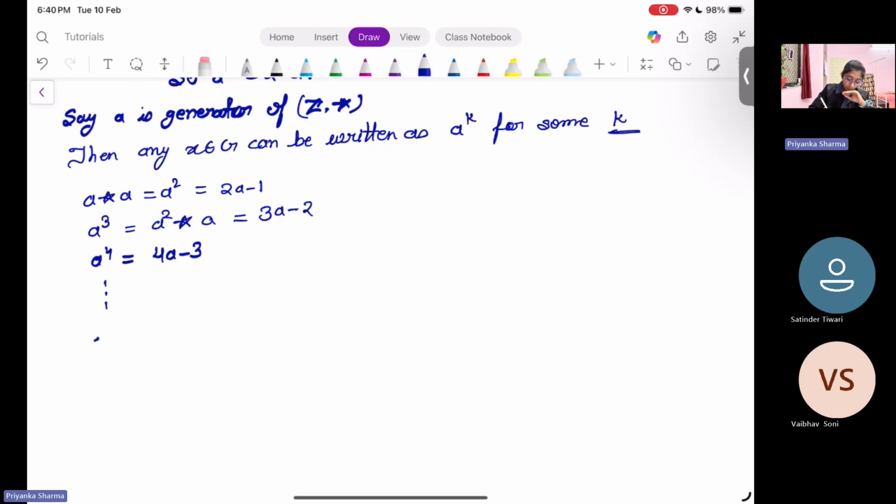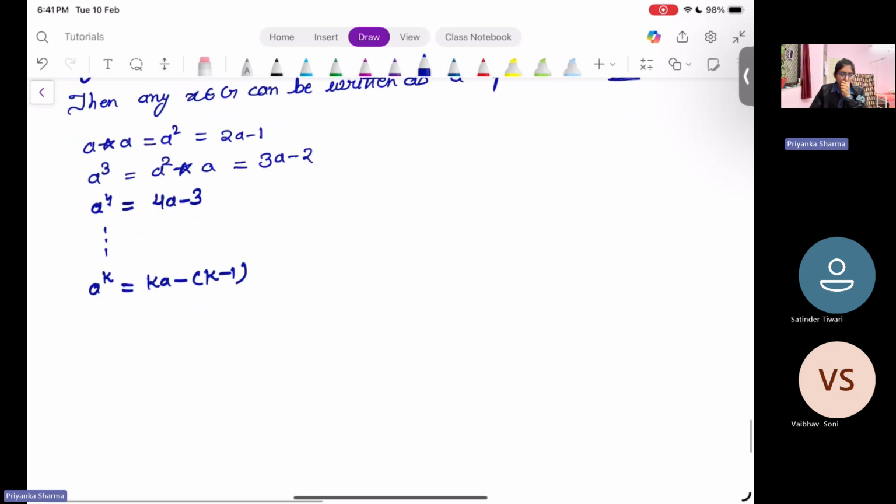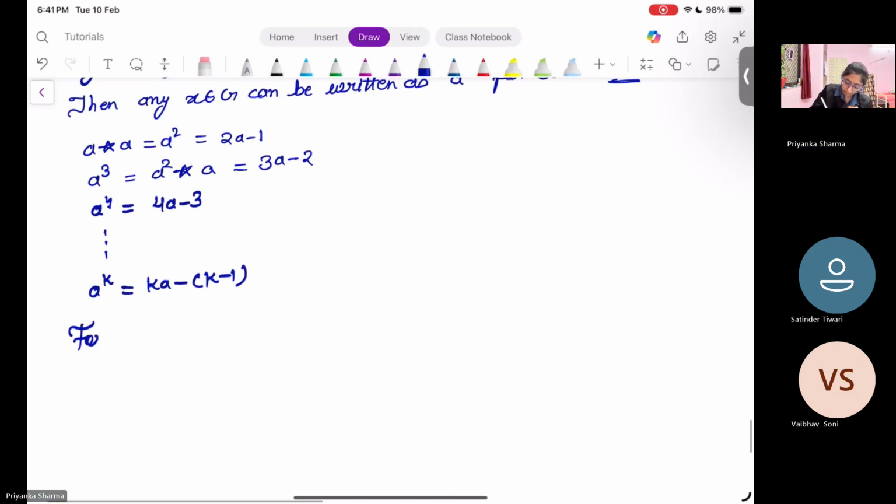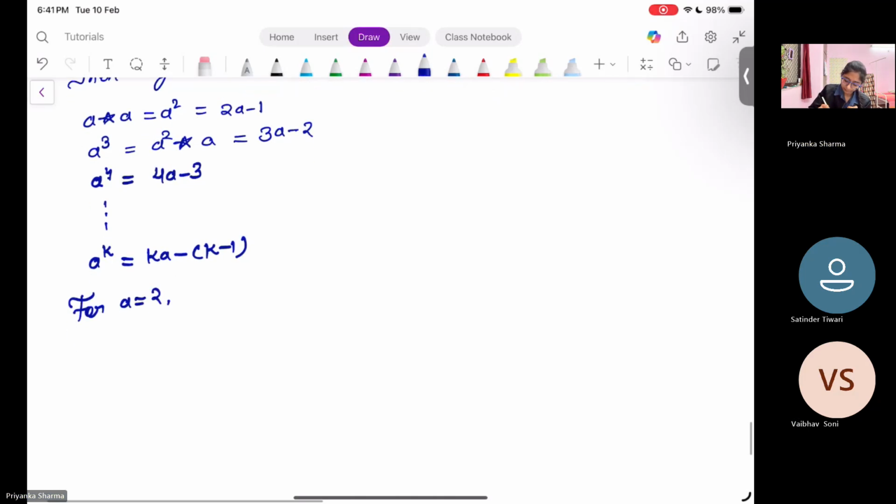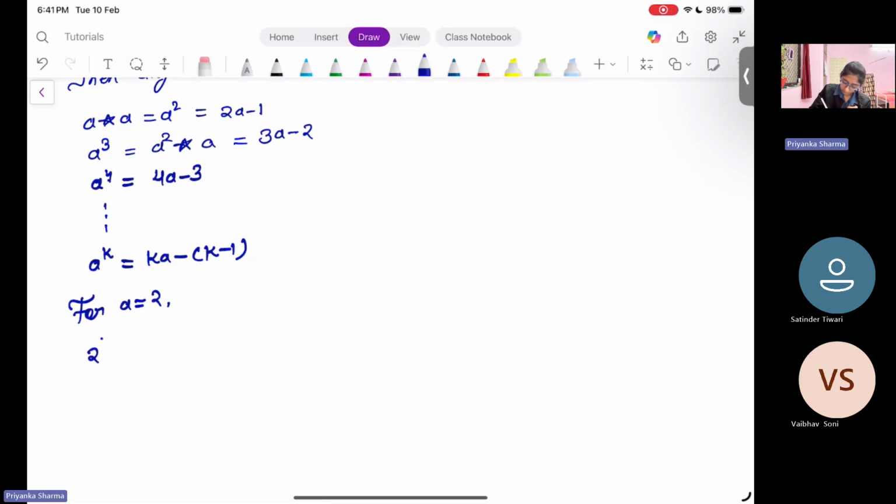Okay, so what will be A to the power k? Like, the power is coming in the multiple of A and minus a number which is one less than the power. So this will be kA minus (k minus 1). Okay, so okay, ma'am. For A equals 2, what will be 2 to the power k?